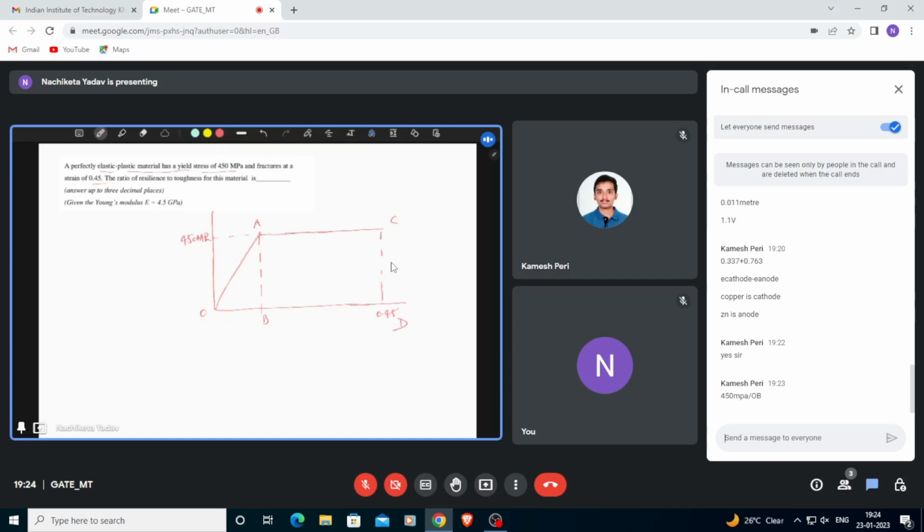450 megapascal. How did you calculate? We have not calculated strain rate. Actually, you have calculated from elastic modulus, right? So what is the area? OAB, right? This area. And what is the, sorry, toughness.